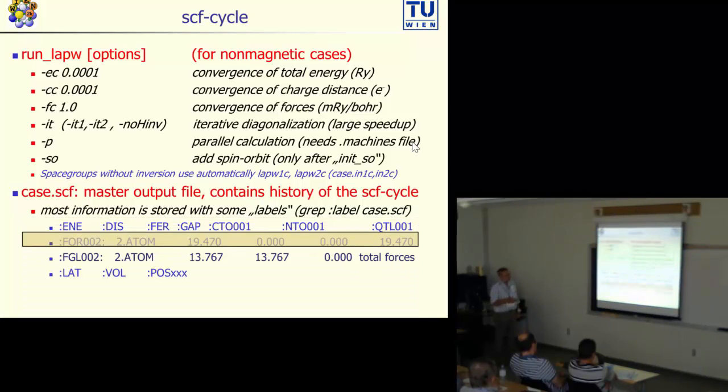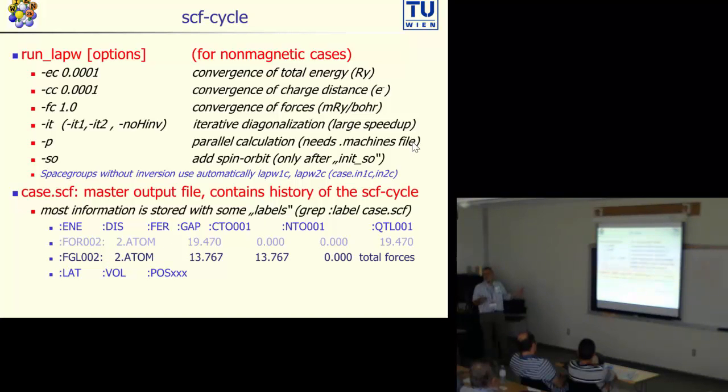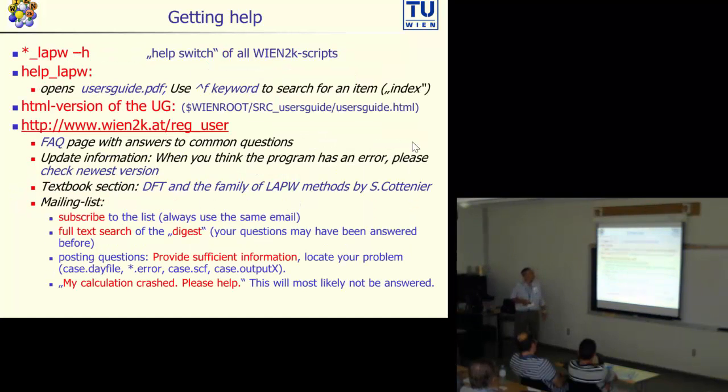You can grep for forces. There are two differences: it's in Cartesian coordinates here, :FOR, or in global coordinates in :FGL. And there are a couple of other labels which I'm not mentioning, but they should be basically self-explaining as to what they mean. How do I get help?